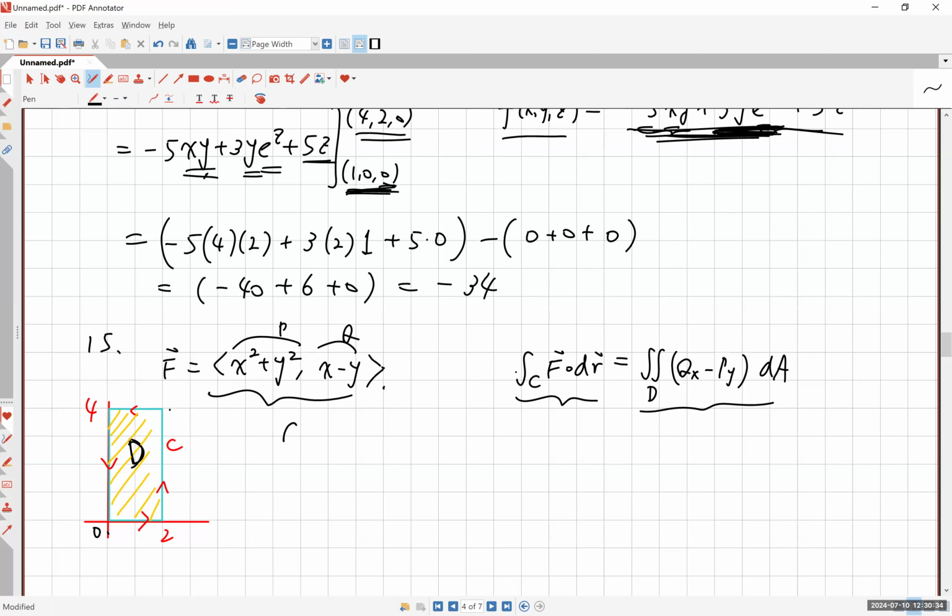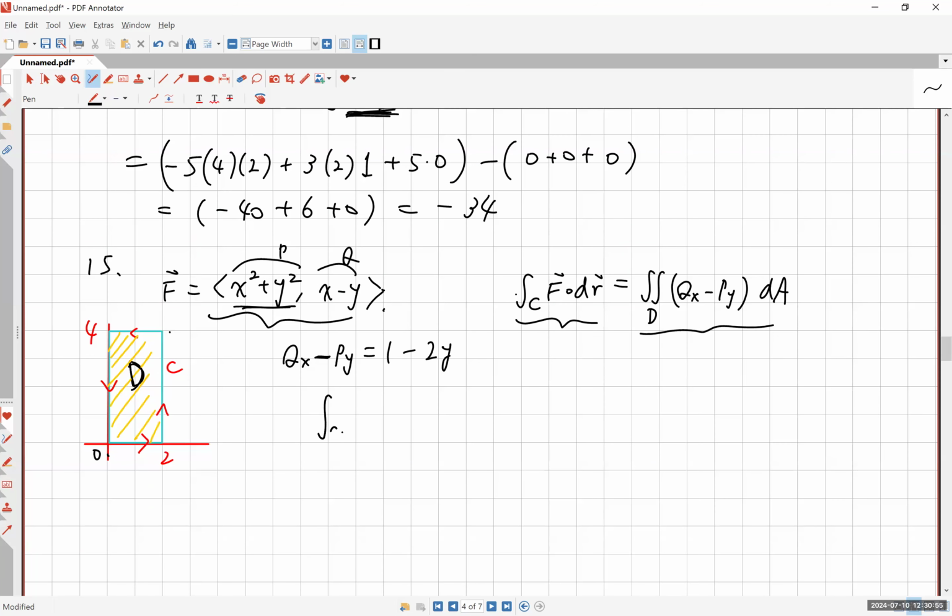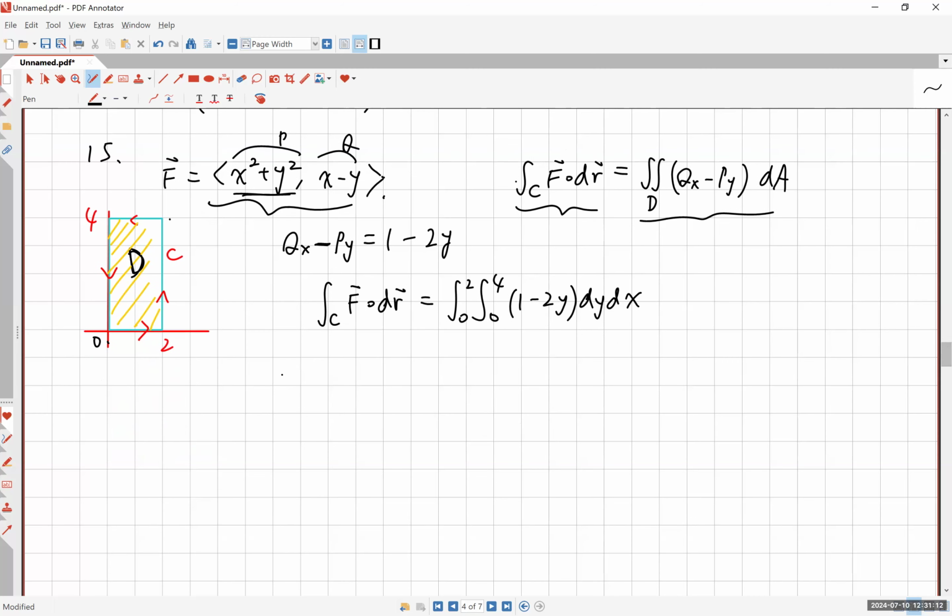Okay, so what is Qx minus Py? That really is the crux of this question here. Qx is simple, 1. Py, if you take the derivative of this with respect to y, you get 2y. And of course, the sign between them is negative. So you do that. That's an easy question then, right? Because the work done by F along the boundary turns out to be the double integral from 0 to 2, 0 to 4, of 1 minus 2y dy dx. Rectangular region, you want to use the rectangular coordinate system. All right, that's really the hard part.